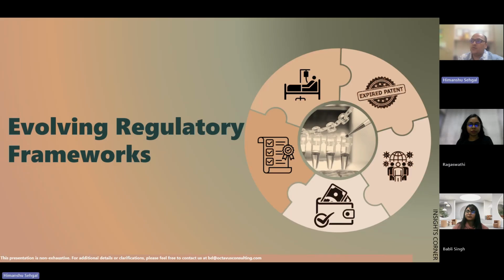So moving forward, we'll be talking about the evolving regulatory framework. What organizations like FDA, EMA, PBMs are doing, we will be talking about those frameworks. Swati will take over on this one and talk about what's happening in terms of regulatory and market access, reimbursement, and whatnot.